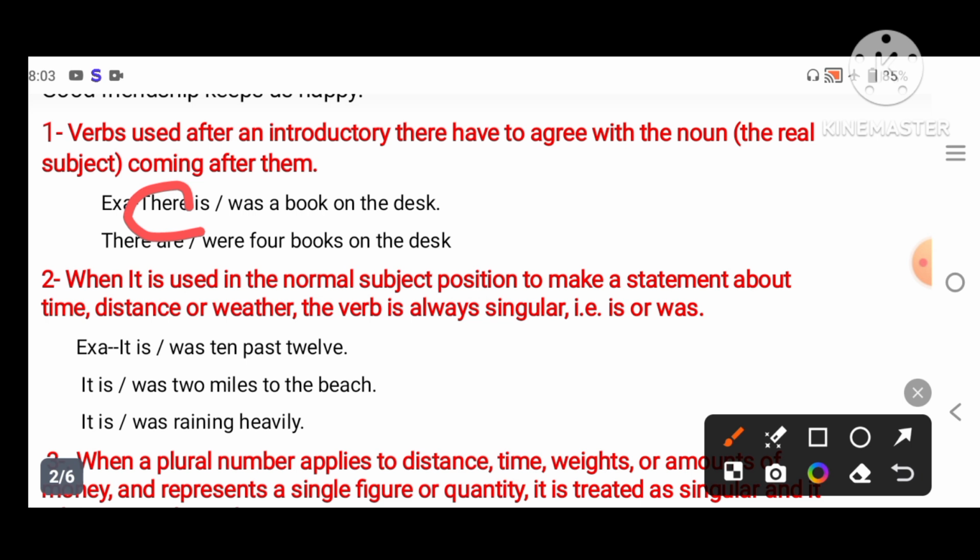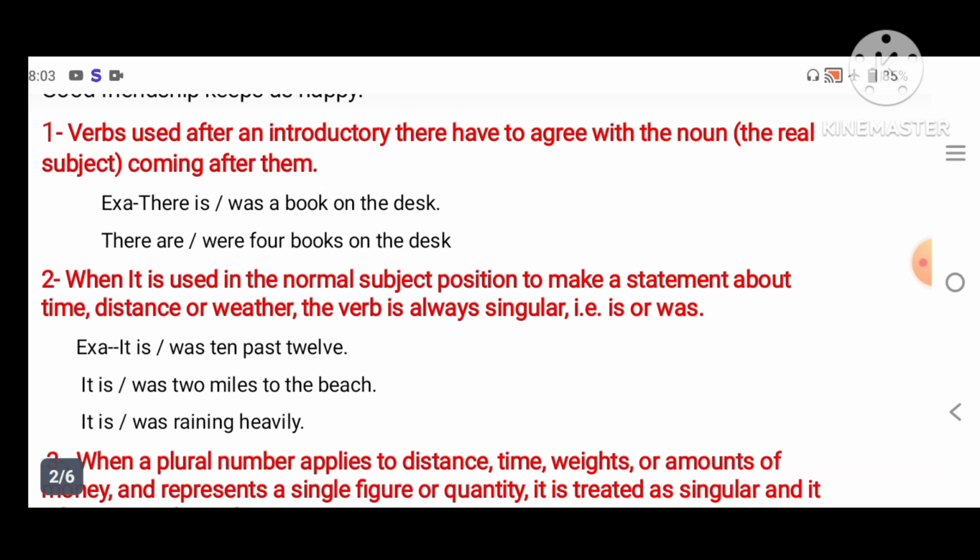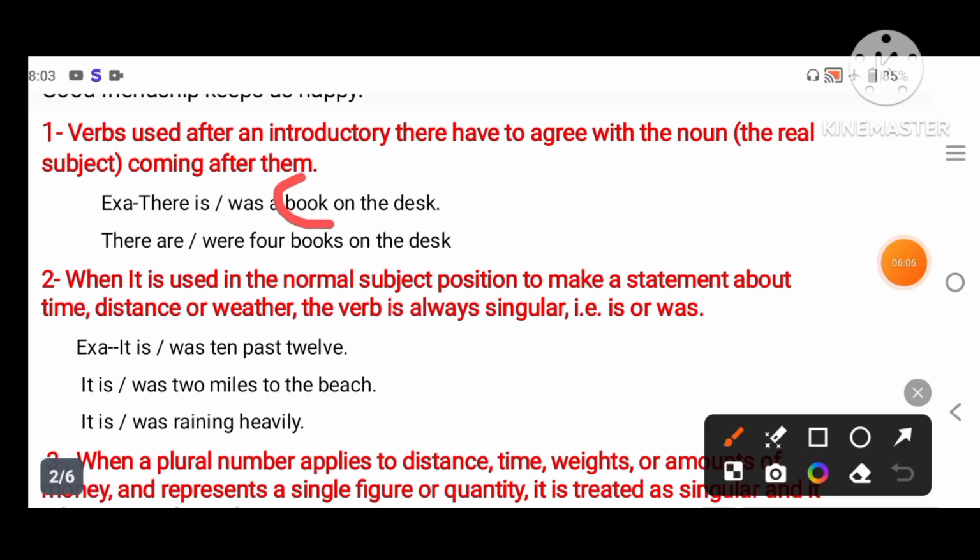Here we will see what the noun is that comes after. If there is a singular noun, then we will use a singular verb. If it is a plural noun, we will use a plural verb. Okay, so look at the example. There is a book on the table. Here the noun "book" is singular, so we use a singular verb. Here "books", so we use a plural verb.